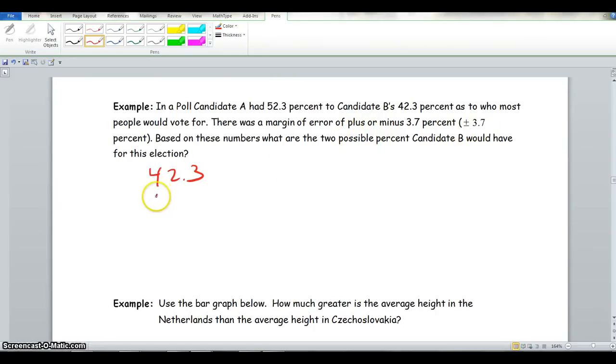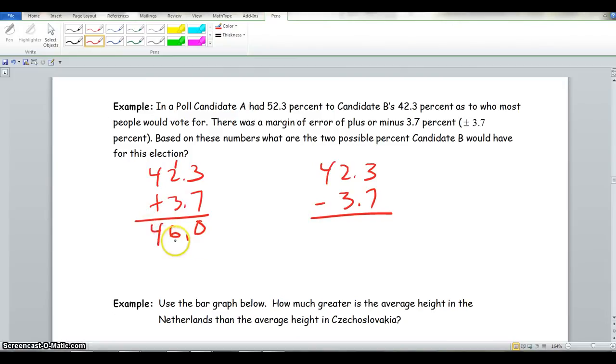Now, what we're going to do is add 3.7% to the 42.3. Then we're going to take 42.3 and subtract 3.7. Now, we don't have to write the word percent here because it's already stated that this is the percent. So we can write the word percent at the end. Now this would give us 10, carry our 1. That gives us 6, so this would be 46.0%.